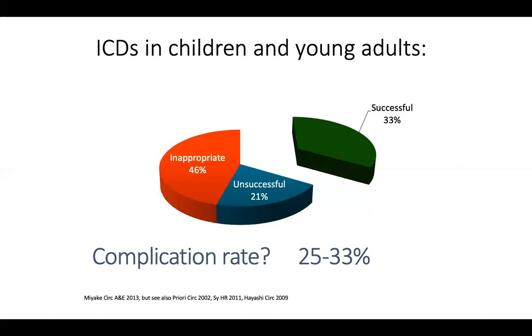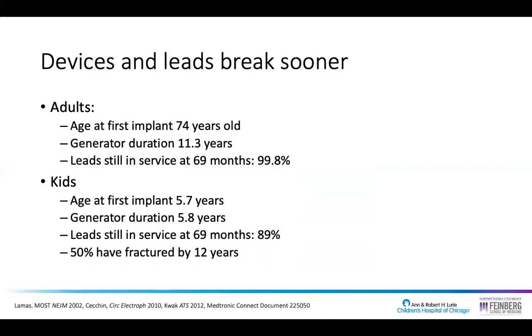So this idea of taking young people, and when I say young people, I mean people under the age of 40, and giving them ICDs, you have to be really, really prepared for the fact that it is a complicated process and that it can lead to a lot of difficulties. Devices and leads break sooner.